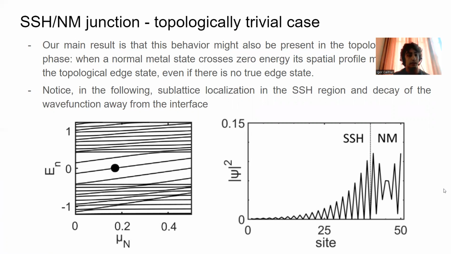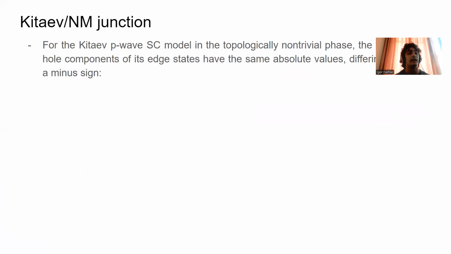Moving on, we have tested this effect in the Kitaev and NM junction. In this model, the so-called Majorana modes appear, and these states are such that they are their own antiparticle. So in the tight binding model that we use, where we have electron and hole components for the states resulting from this Hamiltonian, the electron and hole components have the same absolute values.